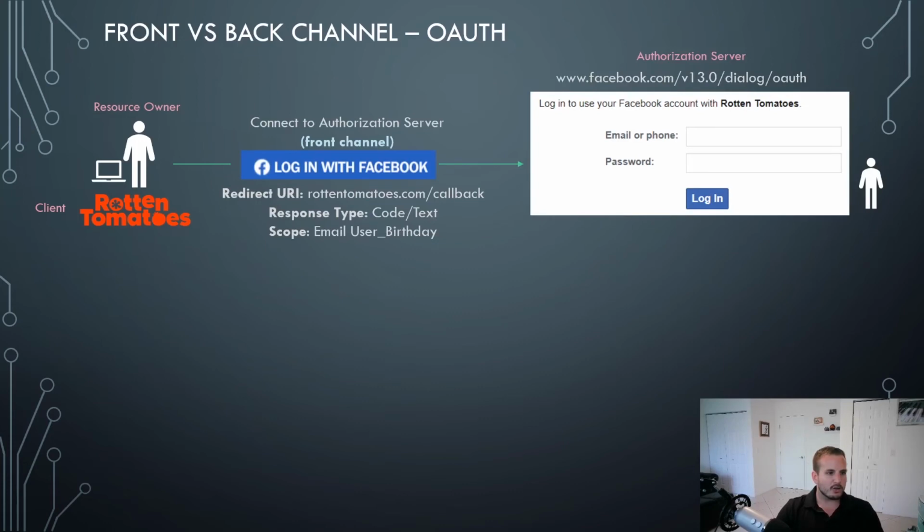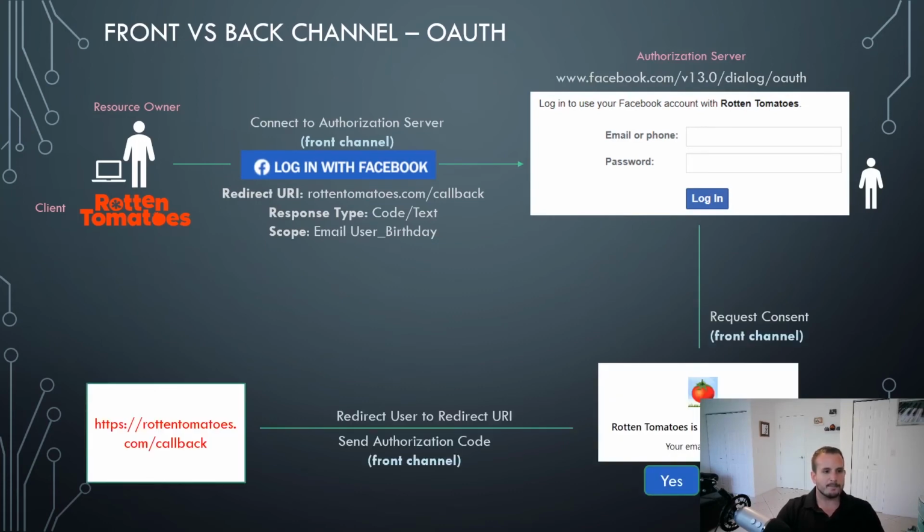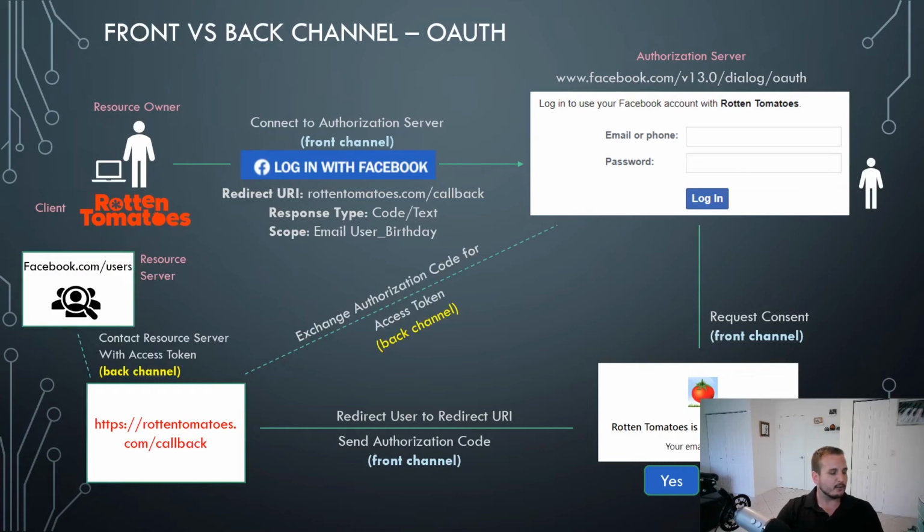So if we take our traditional example, everything up to the point where we're sending the authorization code and redirecting the user to the redirect URI is happening within the front channel. The actual exchange for the access token and contacting the resource server with the access token in a traditional workflow model, an explicit workflow model, is all happening within the back channel itself. And this is done for security reasons.